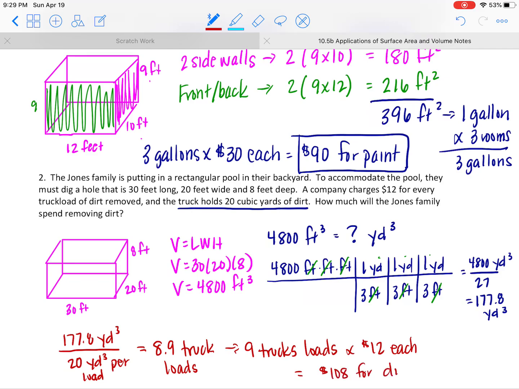Times $12 each means they're going to be spending $108 for dirt removal. Imagine that, having to pay someone to take dirt. Okay, so not hard work in the problem, but definitely a lot of work. But the one that you're going to see in your homework will mirror this.